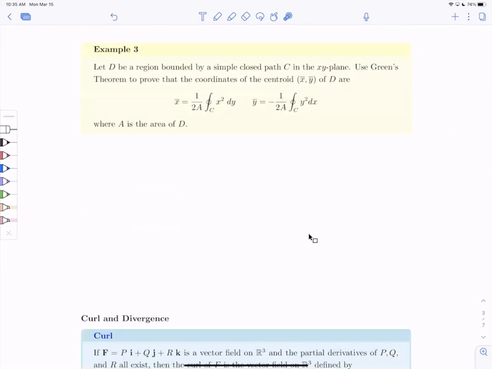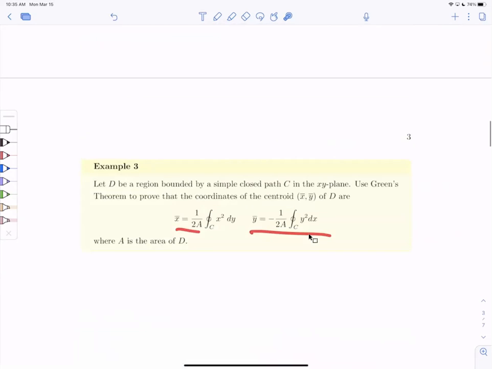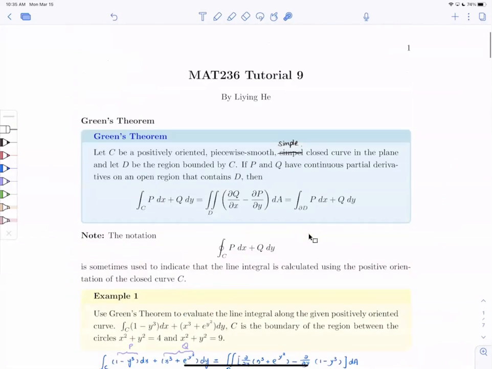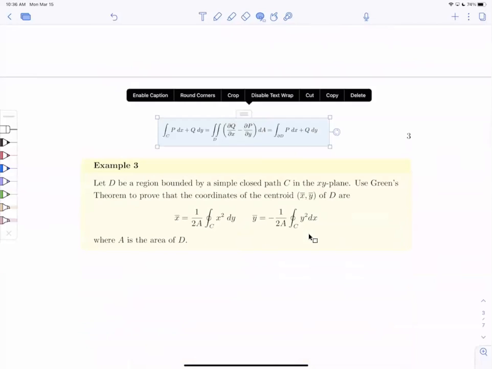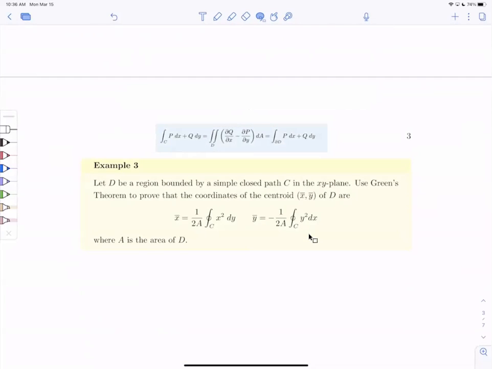Anyway, let's try example 3. D is a region bounded by the simple closed path C in the xy plane. Use Green's theorem to prove that the coordinates of the centroid of D are those two. So I'll remind you what Green's theorem is. Copy paste this and leave it here, just in case you don't remember. This question should be straightforward, like two or three lines. So I'll give you 2 minutes to work on this.